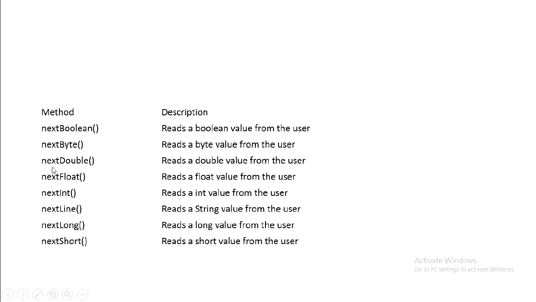If we get a double value, next double. For the float, next float. In case of an integer, next int. And in order to read a string, we will use next line. In order to read a long value, next long, and for a short value, next short.